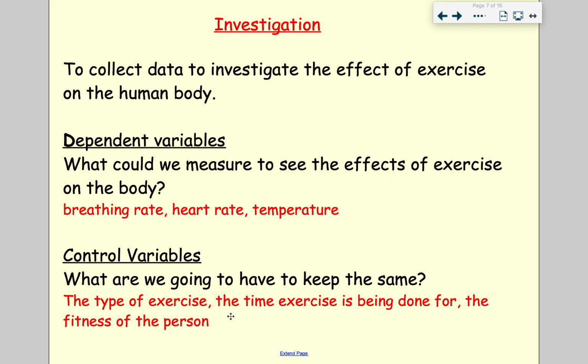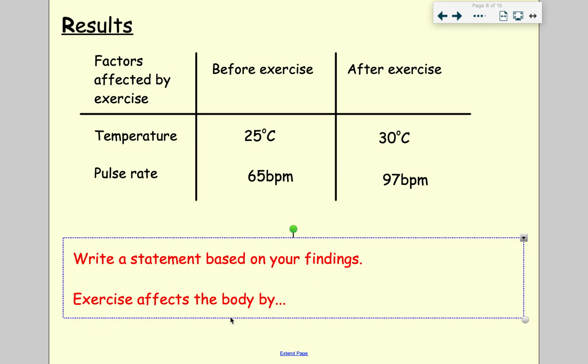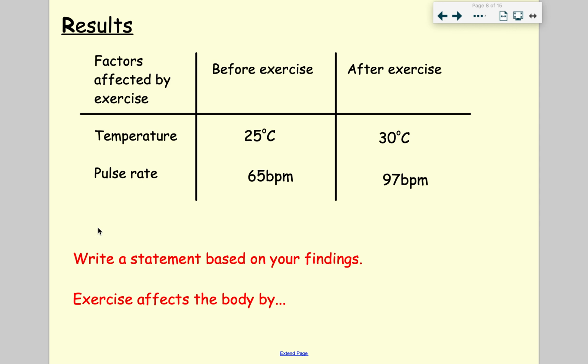But it wouldn't be the same thing. Mo Farah is obviously a lot fitter than like a kid from a TV show. So hopefully that makes sense. So obviously you can't do the investigation. And in fact, we won't actually be doing it in school either.